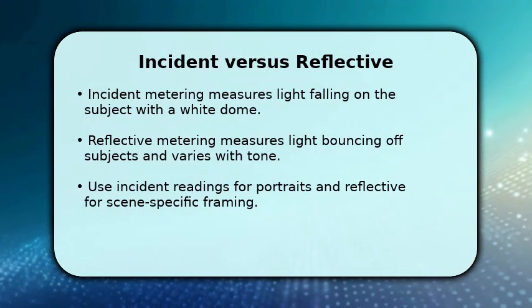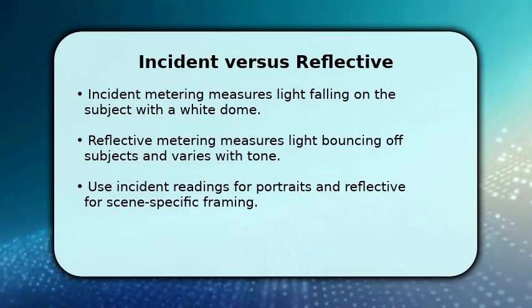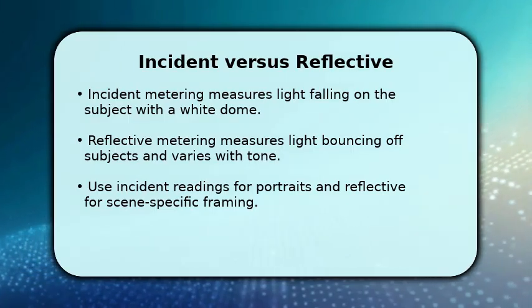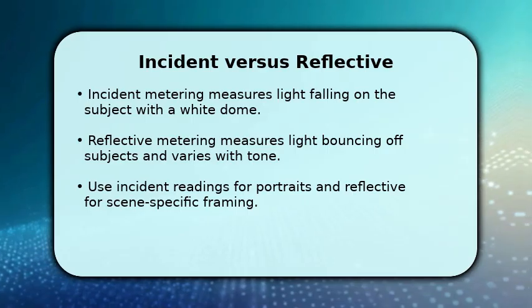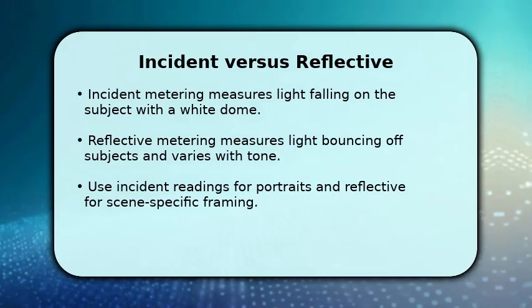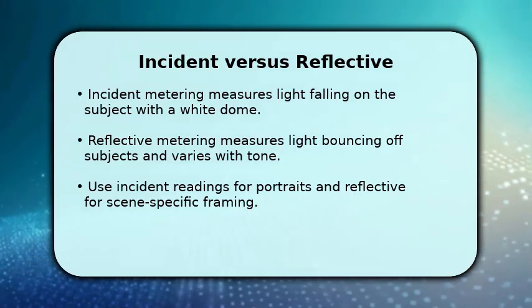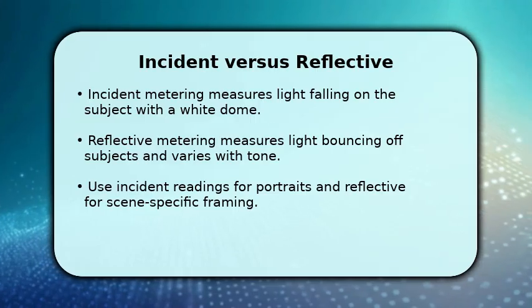Incident metering measures light falling on the subject with a white dome. Hold the dome at subject position and aim the back to the camera lens. Incident readings ignore subject tone and give neutral exposure for correct midtones.